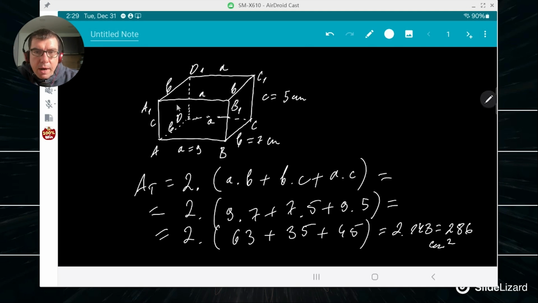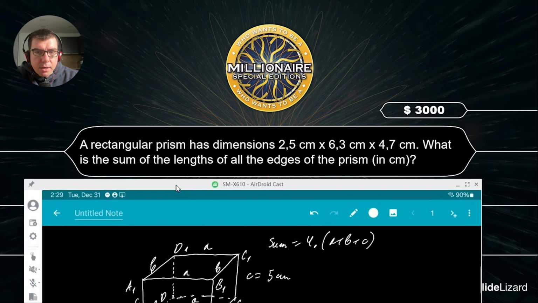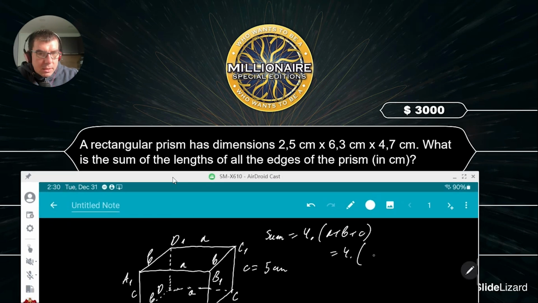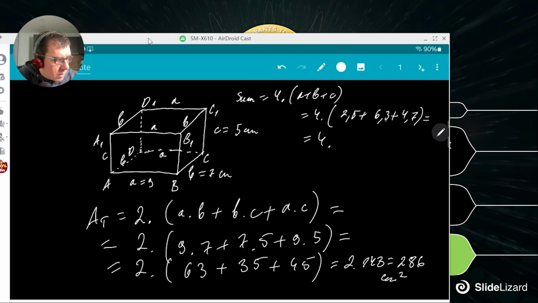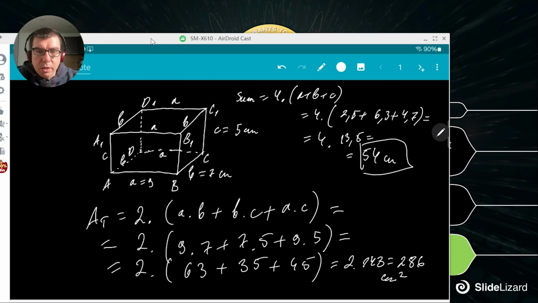So in order to find the sum of all the edges, we just need to write sum equals 4 times A plus B plus C. Okay, this is the sum of all the edges, and if you calculate it, we'll have 4 times 2.5 plus 6.3 plus 4.7, which will give us 4 times, what is it, 11 plus 2.5, 13.5, and this will give us 54 centimeters. Okay, and that's the answer. Let's go to the next one.